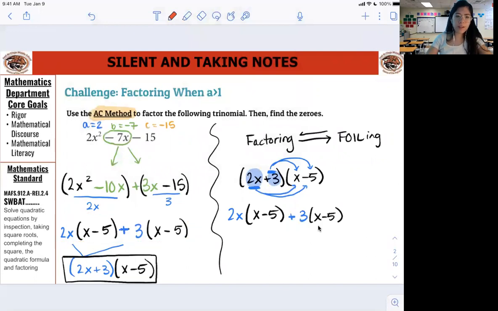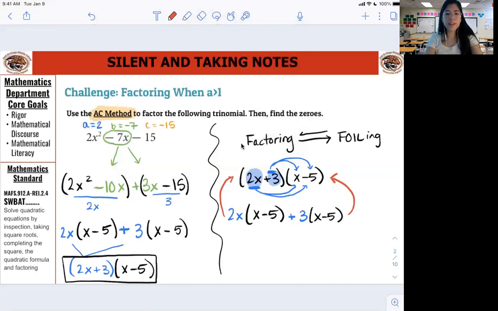So the reason that we can go from this step to this step is it's just the backwards of what I did over here. It's just the opposite direction, because factoring is literally just the opposite of foiling. They go hand in hand.